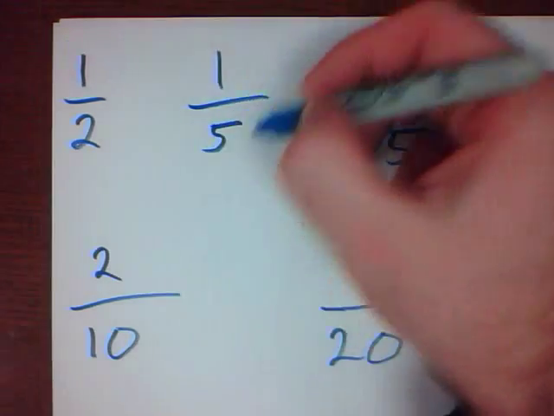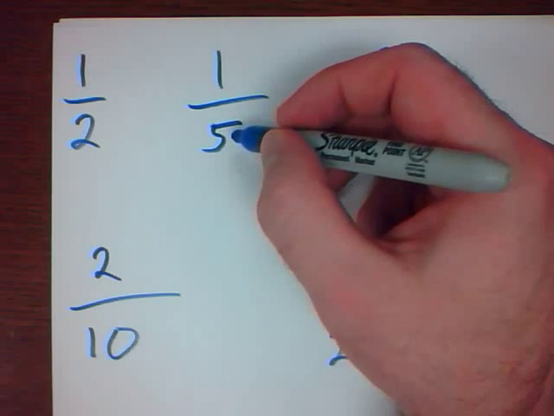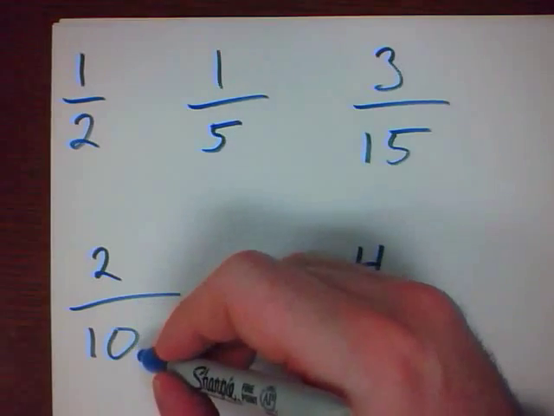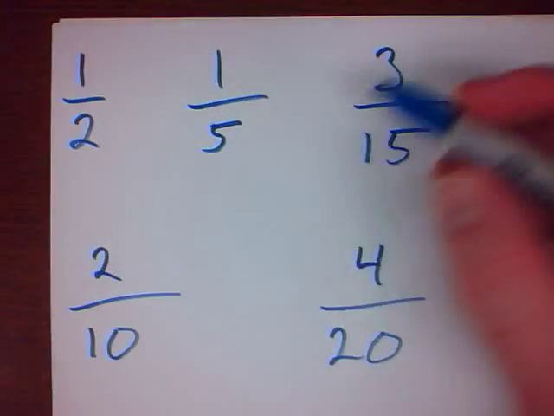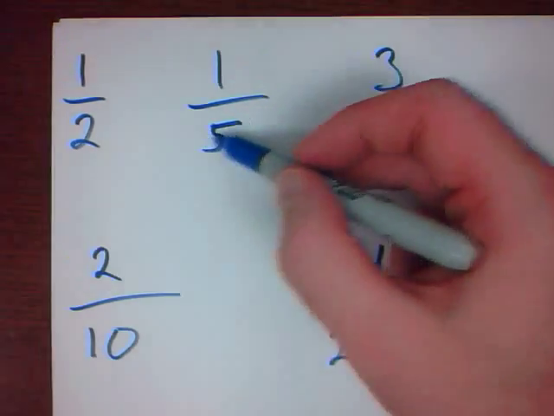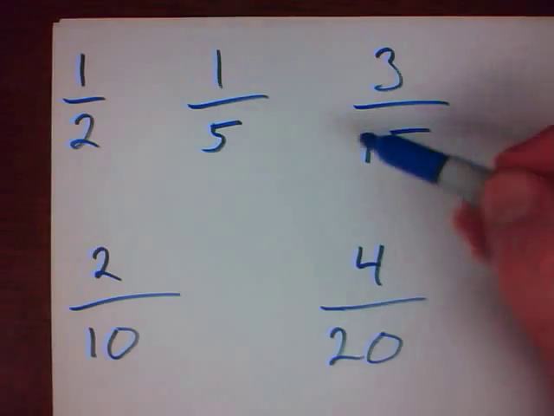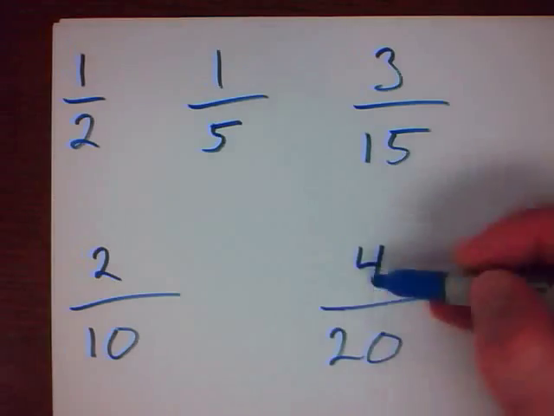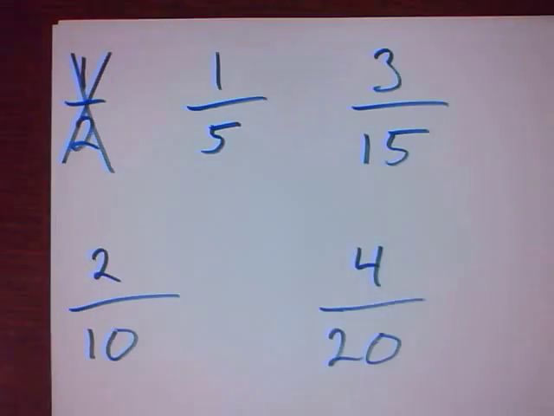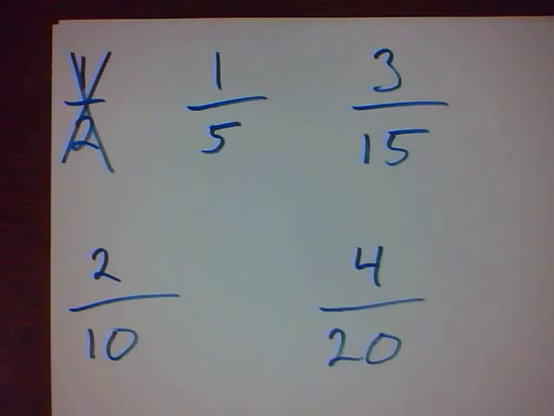Let's try this one. Can I turn 1/5 into 2/10? Well, 5 times 2 is 10. 1 times 2 is 2. Well, that's good. So those two match. 1 times 3 is 3. 5 times 3 is 15. Those match. 1 times 4 is 4. 5 times 4 is 20. Those match. Therefore, this one does not belong. And those are the kind of questions you're going to be working with when you're dealing with equivalent fractions.